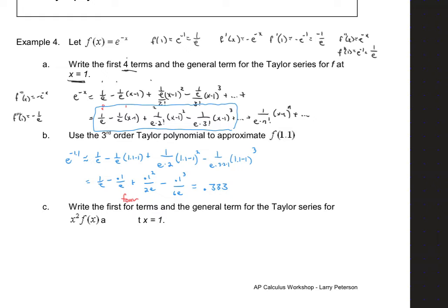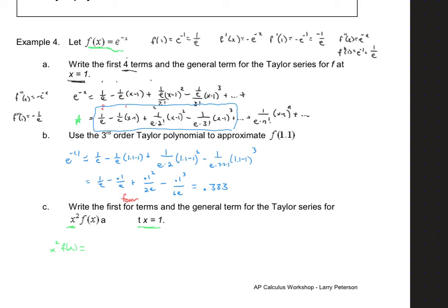Okay, now let's look at this next one. We want to write the first 4 terms and the general term for the Taylor series for x squared times f of x. So our f of x is up here, and if we multiply through by x squared, and notice that it's hard to read, but it's trying to say centered at x equals 1, we're going to take our Taylor series and multiply through term by term.